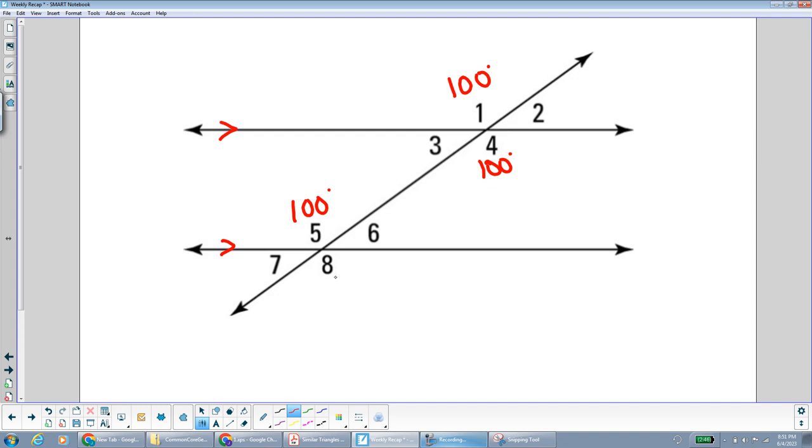Angle 1 and angle 8 are alternate exterior angles. They're both outside the parallel lines, they're not within them. They're outside the parallel lines and they're on different sides of the transversal. So they also have to be congruent to each other.